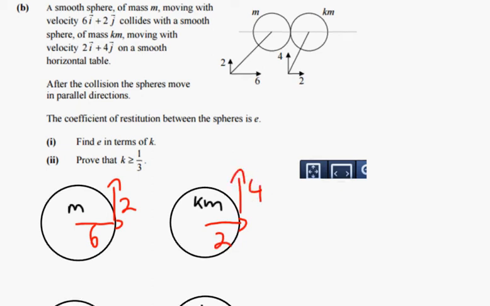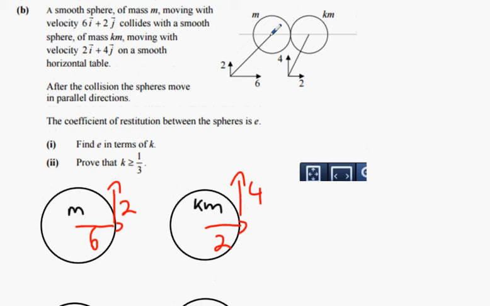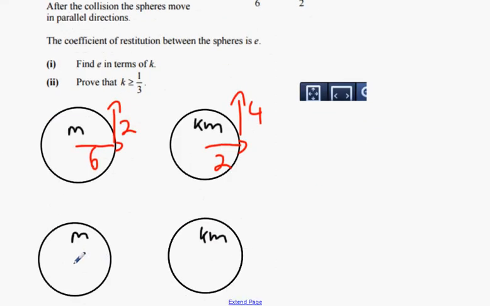Now, after the collision takes place, along what axis? What's the axis the collision takes place on? The x-axis. So what speed is affected? The 6 and the 2 are going to be affected. They are going to turn into v1 and v2. However, the vertical speeds are completely unaffected. So they're still that one.